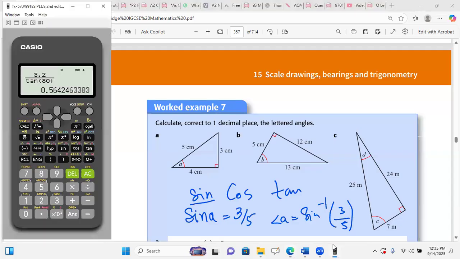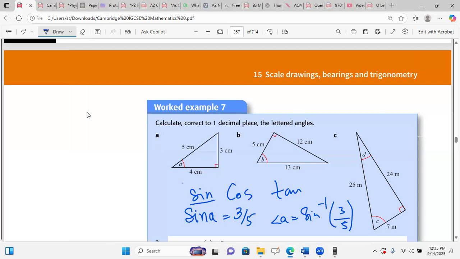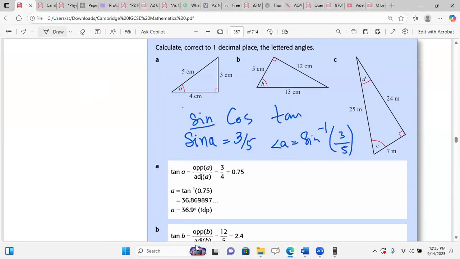Just by putting the value into the calculator, like shift, sine inverse, 3 over 5, bracket close, and you will get your answer as 36.86. So this is angle A, which is 36 point something. So I will say here the angle is 36.9, as he has also calculated in the example.